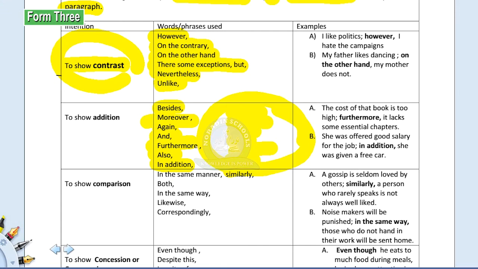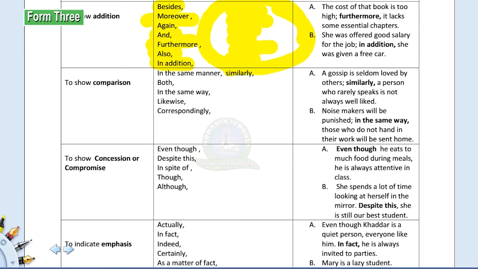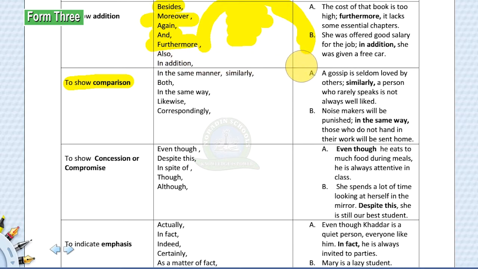Let's go to the second one. This one is used when you are comparing something. This is how to show comparison. Okay, look. This one is when you are comparing something.